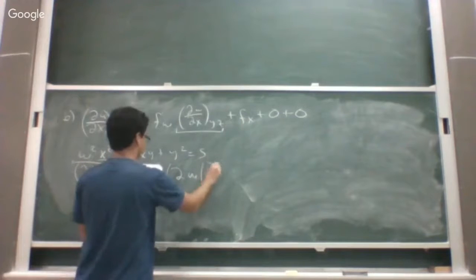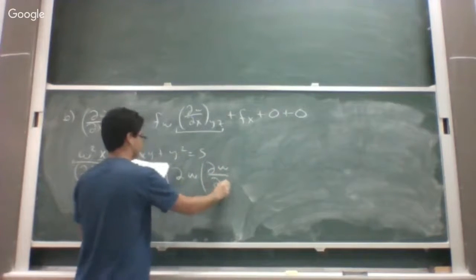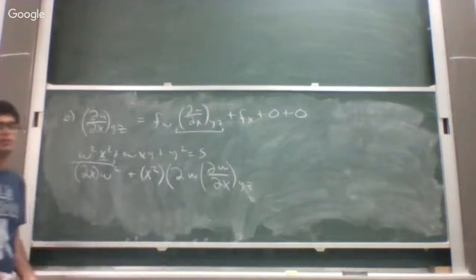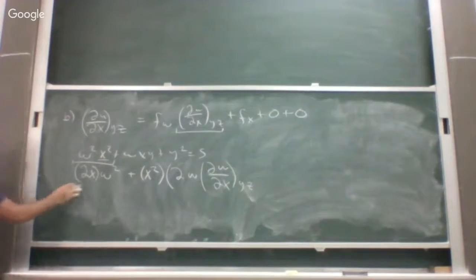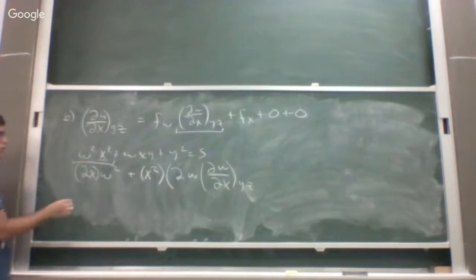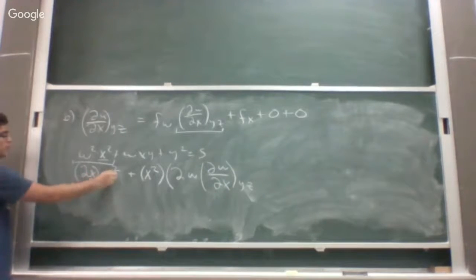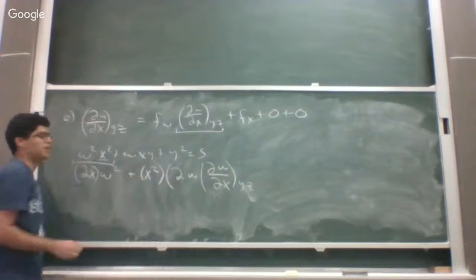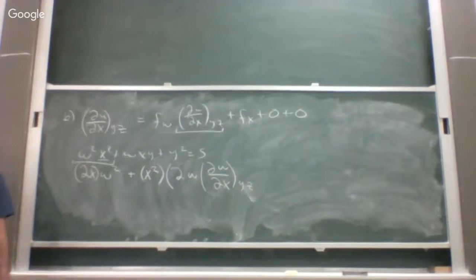2w times the partial of w with respect to x, holding y and z constant. So this is the same thing as w prime. So all of this step was doing the product rule on w squared x squared. Here we took the derivative of x, so we have 2x times w squared. Here we took the derivative of w times x squared. Okay.